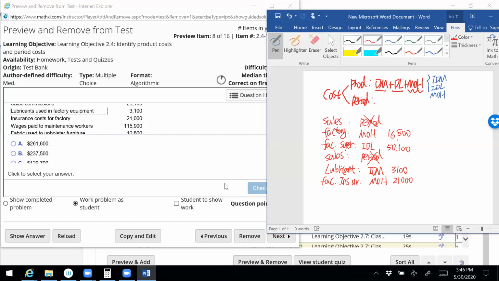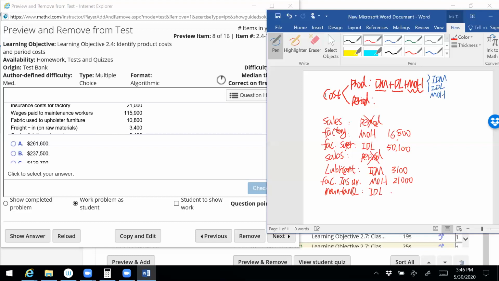Next one, wage paid to maintenance workers. Keyword is maintenance worker. They work in the factory, but they are not on the assembling line. So this is indirect labor. 115,900. This is our manufacturing overhead.